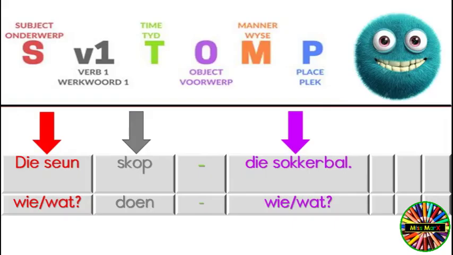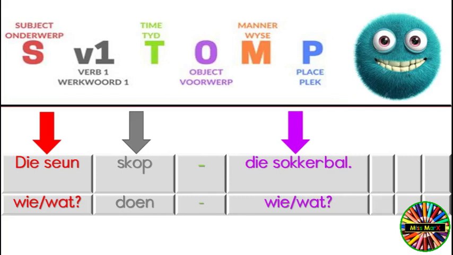Let's just recap everything we learned by looking at the sentence again. Here it is in its most basic form. Die seun skop die sokkerbal. Subject, verb, object. It is possible to have a subject and a verb alone. For example, ek eet, I eat. But usually we have a subject, verb, and an object. You'll notice that the time word, the place, and the manner are extra trimmings that give us extra information about the subject, the verb, and the object.